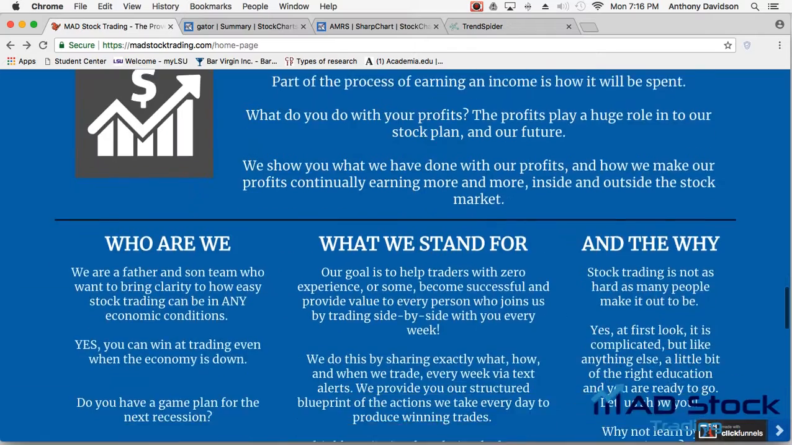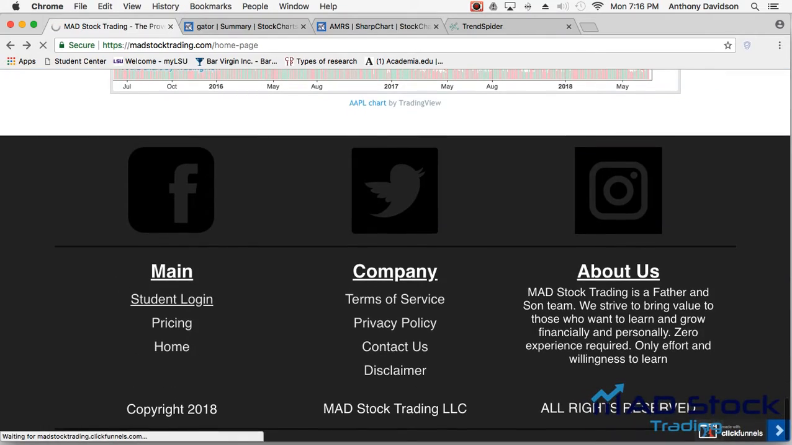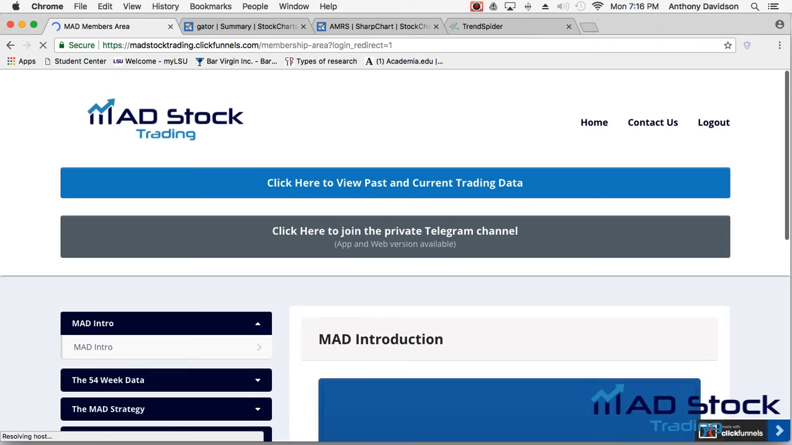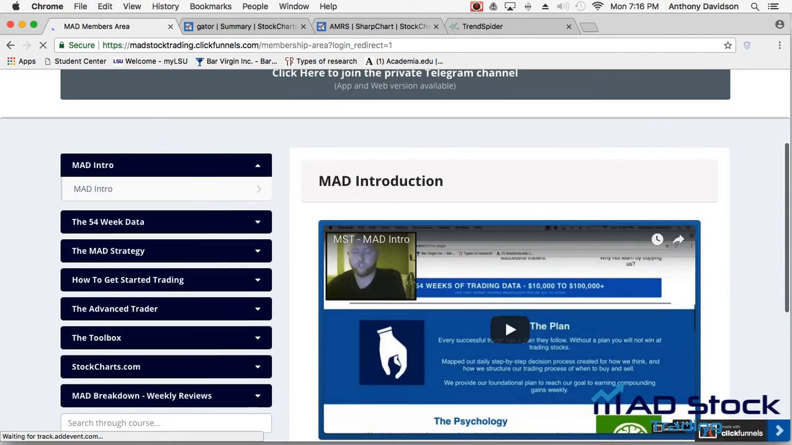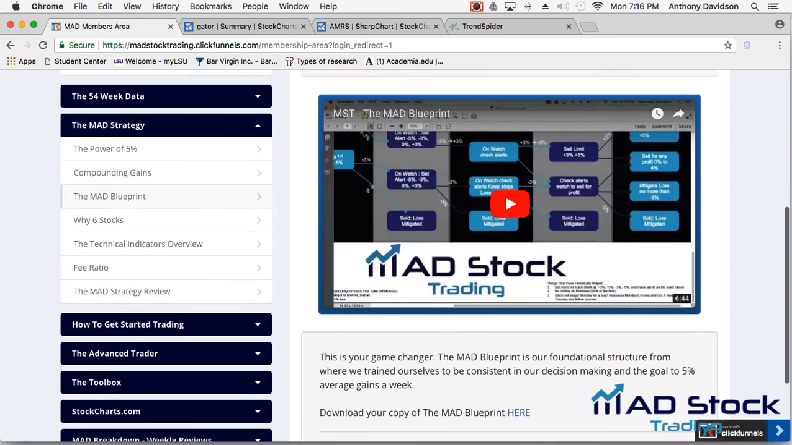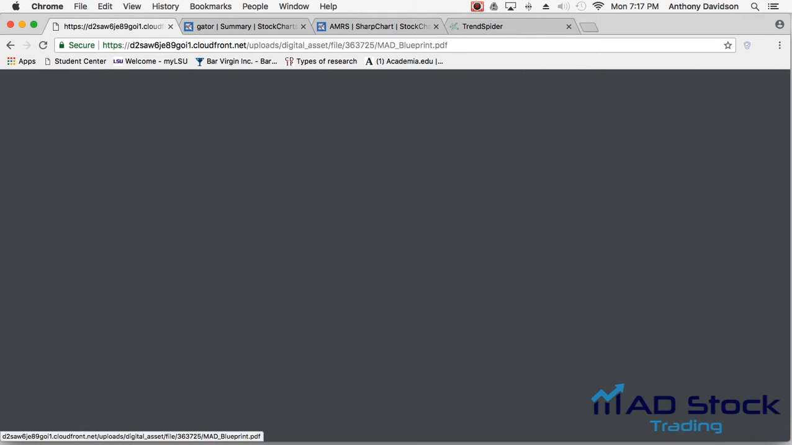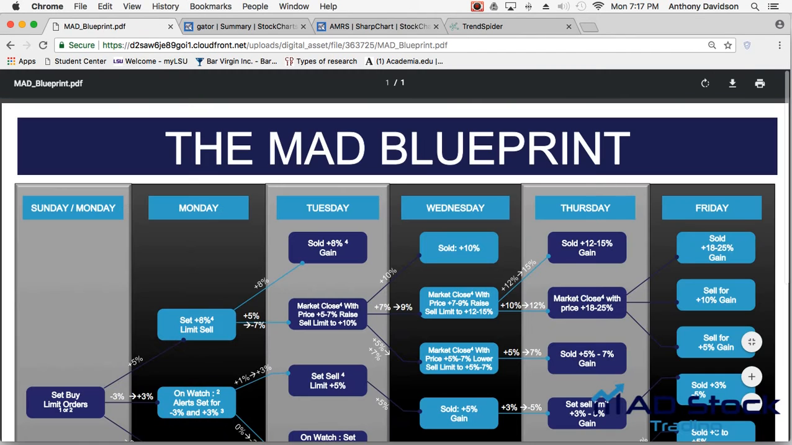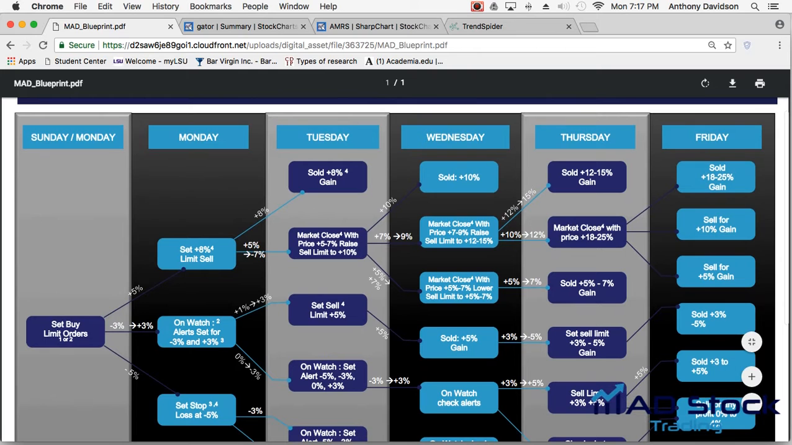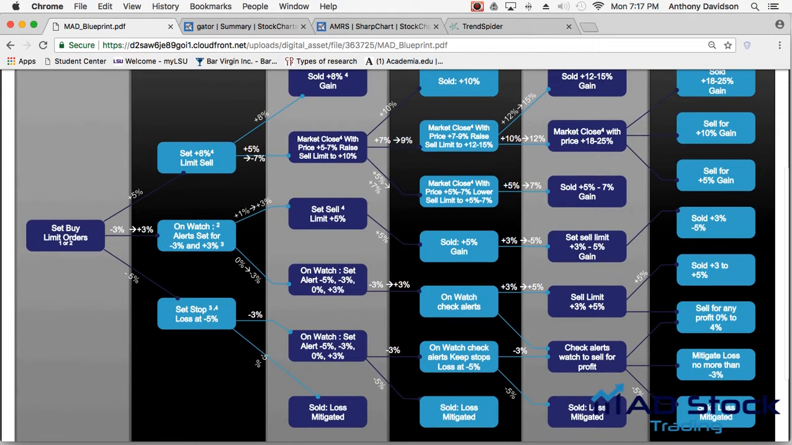For those of you who have opted to have access, scroll down to the bottom of madstocktrading.com and click on your student login. It'll ask for your login, and then you can sign in. Click on the MAD strategy, and the MAD blueprint has the video overview. If you want to see the blueprint itself, download your copy of the MAD blueprint here. Click it. It's a downloadable PDF for you. It's mainly a decision tree that tells you what to do.